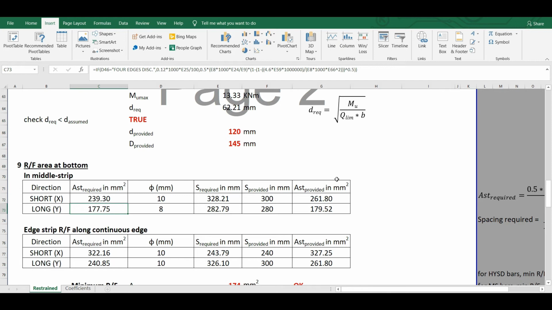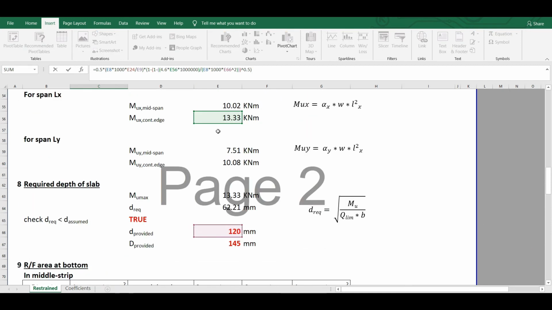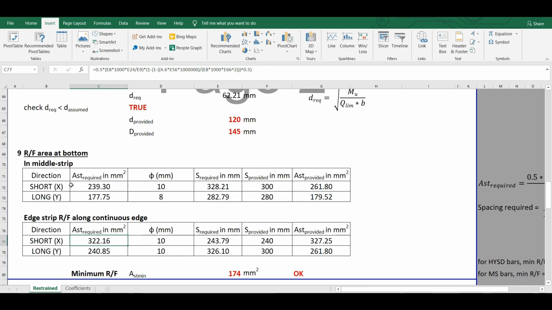So we got the reinforcement in the middle strip. Now we will calculate the reinforcement required in the edge strip. In these cases we will use the bending moments in the edge strip. So here bending moment in the x direction we will use 13.33, and for calculating the reinforcement in the y direction for the continuous edge we will use the bending moment value as 10.08 kilonewton meter. So we will get the reinforcement required in both the directions. Based on that we will provide the number of bars and area of reinforcement and the spacing required.